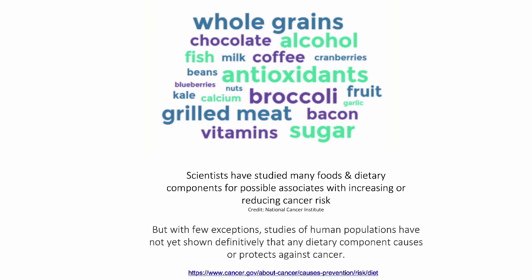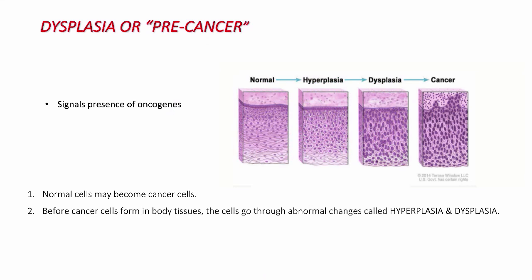As much as we want to control our risk of developing cancer through diet, you need to know that there is no dietary component that has been shown definitively to protect or prevent cancer. Dysplasia or precancer changes in cells signal the presence of oncogenes, the genes that increase risk of changing structure of cells to increase cancer. Normal cells can become cancer cells. That's what we're talking about in this topic.